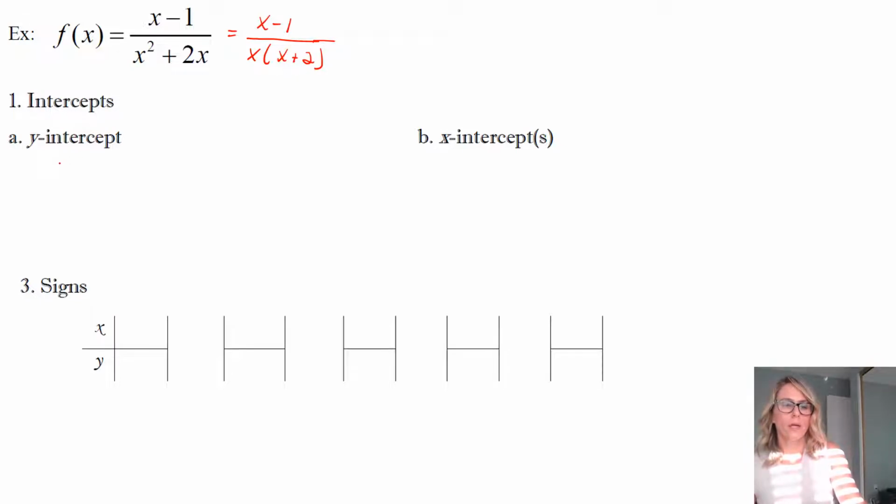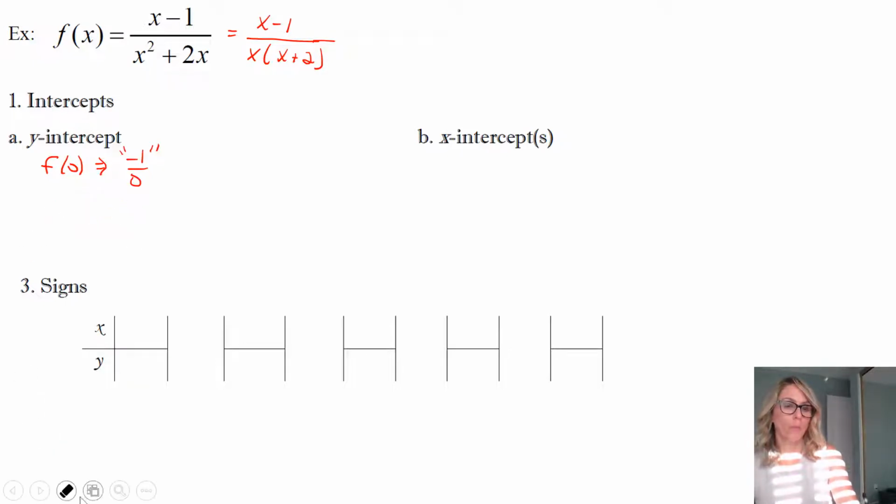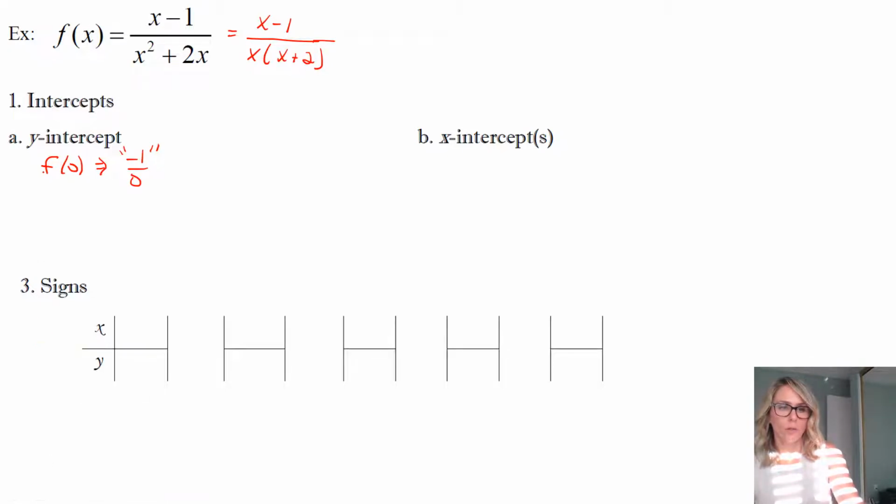So for the y-intercept, f of 0 is going to equal -1 over 0. Well, that is a problem because that is not a thing. So there is no y-intercept. There is no place where we're going to touch the y-axis. Okay, so that is good to know. That's a piece of information. If you are really following along, you should realize that that already means there's going to be a vertical asymptote there. So no y-intercept.